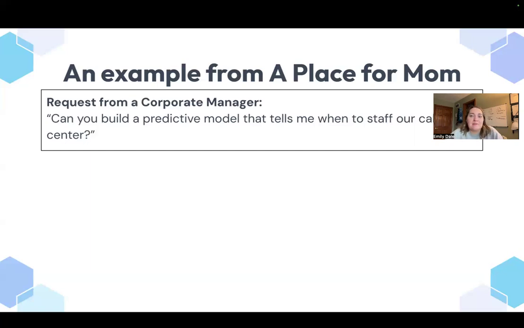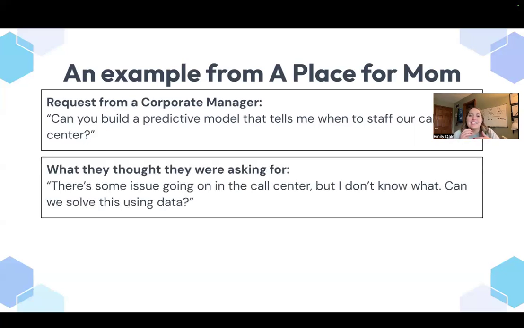But when I started asking more questions, I realized they didn't really know what a predictive model was, which is fine. And then once I started getting down to what the problem was, there was an issue in the call center and they actually didn't think it was a staffing issue. So what they thought they were asking for was that there's an issue going on. They knew we had data that could probably solve it. They didn't know how to ask us in the way that we might understand it better. So this is what they really meant: can we solve this problem? There's some sort of issue going on.